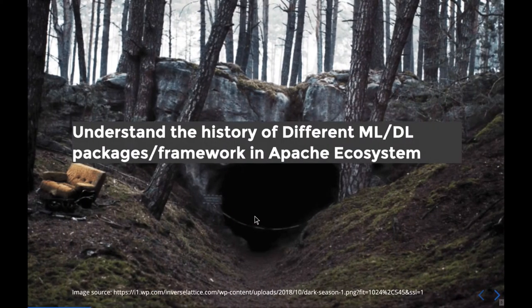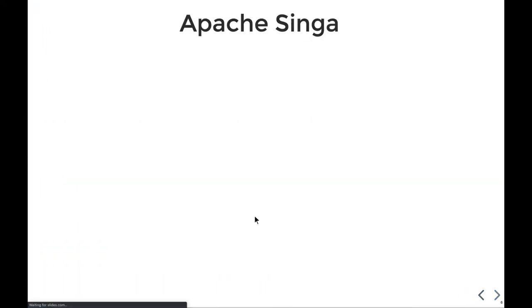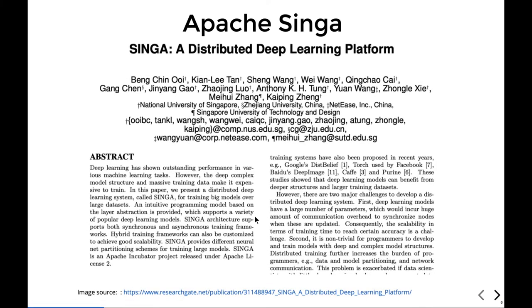So let's get back to the talk. Let's see the history behind each ML framework. We start with Apache Singa, a distributed deep learning platform. Singa mostly focuses on distributed computing: how we can partition our data and run the training script on each machine in parallel so that the performance of the overall training stage can be improved.